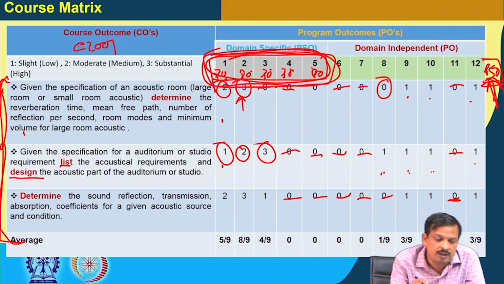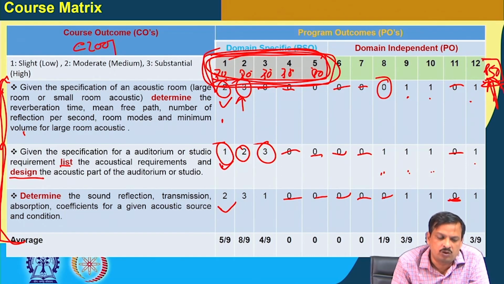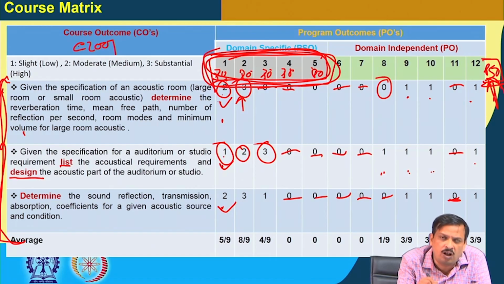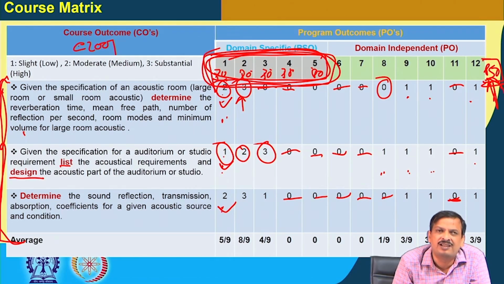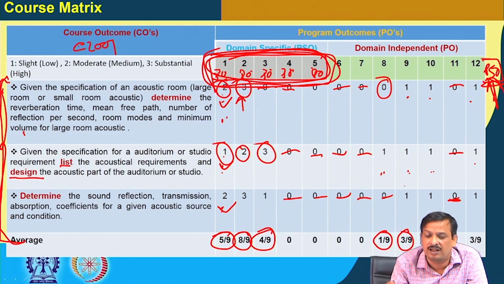Then if I say weight is 2, weight is 1, weight is 2, so total is 2 plus 2 plus 1, 4 plus 1, 5. If all contribute 3, 3, 3, it will be 9. So, average is 5 by 9. Average is 8 by 9. Average is 4 by 9. So, it is 1 only, 1 by 9. It is 3 only, 3 by 9. It is 3 by 9. It is 0, it is 3 by 9.